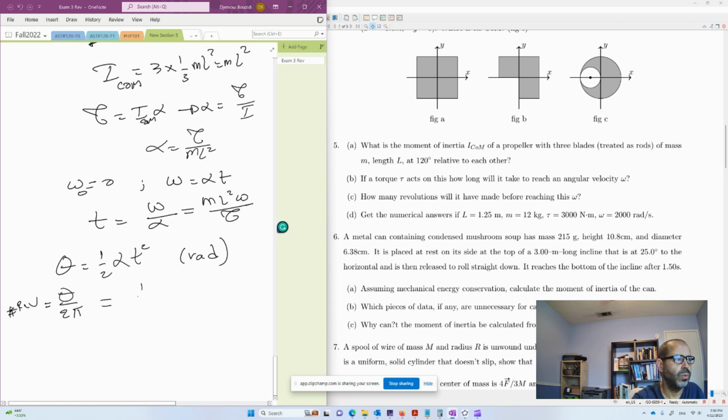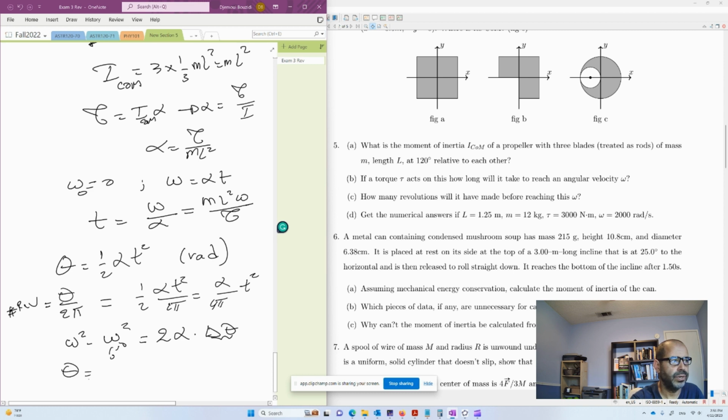is equal to 1/2 of alpha t squared over 2 pi. Or in other words, alpha over 4 pi t squared. So we just computed alpha, we have t, so we can do it that way. Or there is another way of doing it, and that is omega squared minus omega naught squared, which is 0, by the way, is equal to 2 alpha times delta theta, or theta in this case. That's really what we're after.